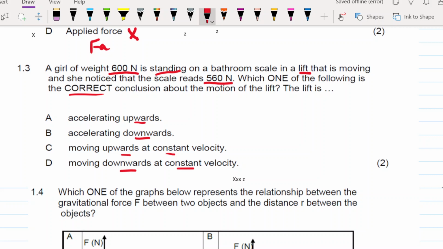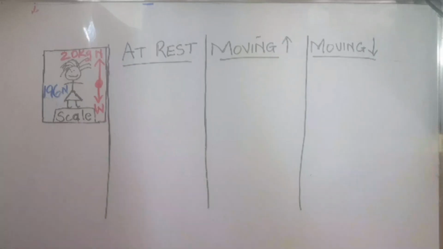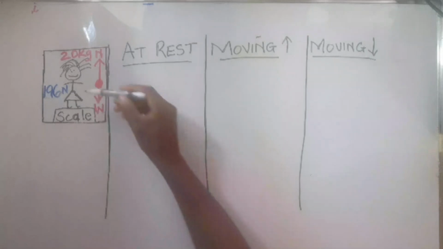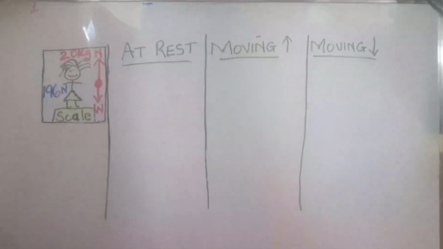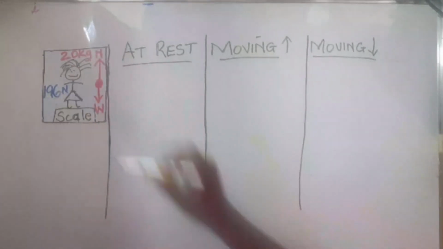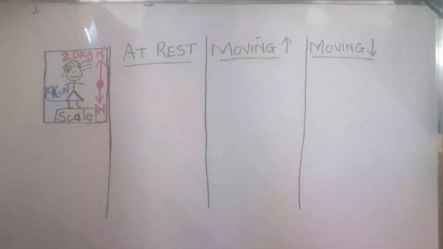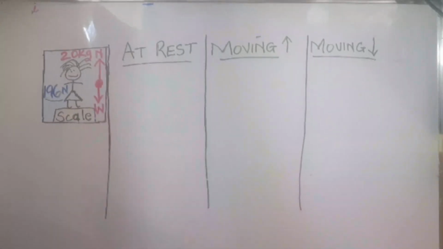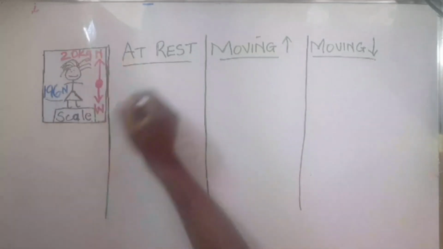So now we have a lift problem. Before we answer this question, let me give you a simple explanation on how to answer this question. I have a simple example here. We have a girl that is inside the lift. In this case, the girl has a mass of 20 kg, and let's say the weight of the girl is 196 newtons, and the girl is standing on a scale inside the lift.